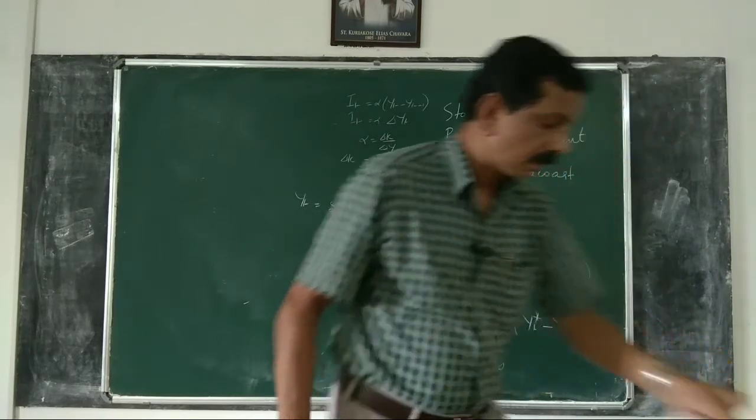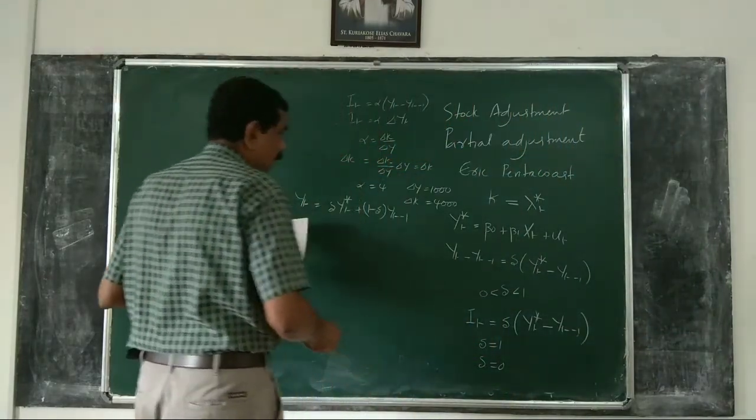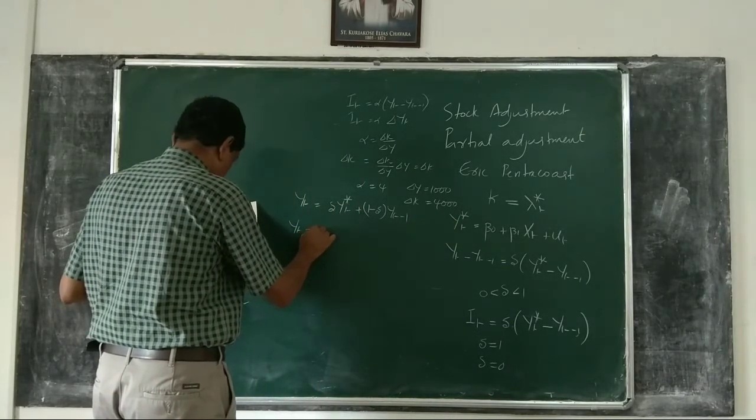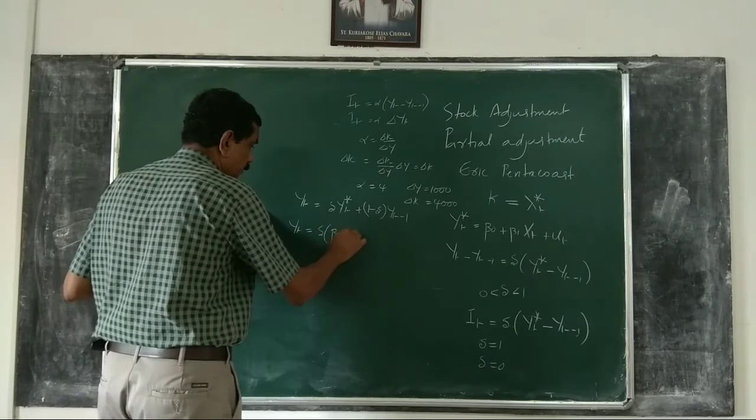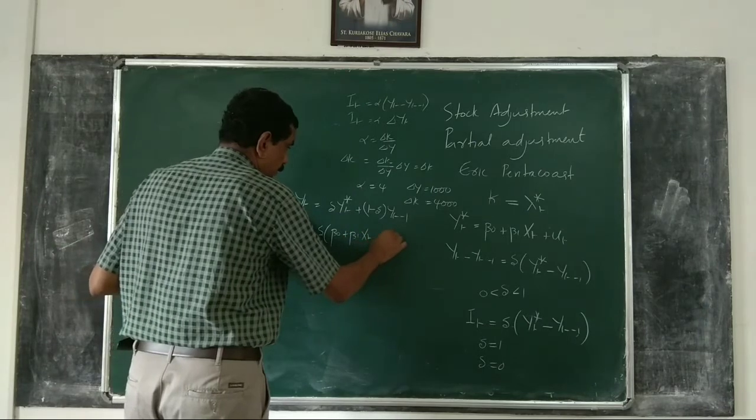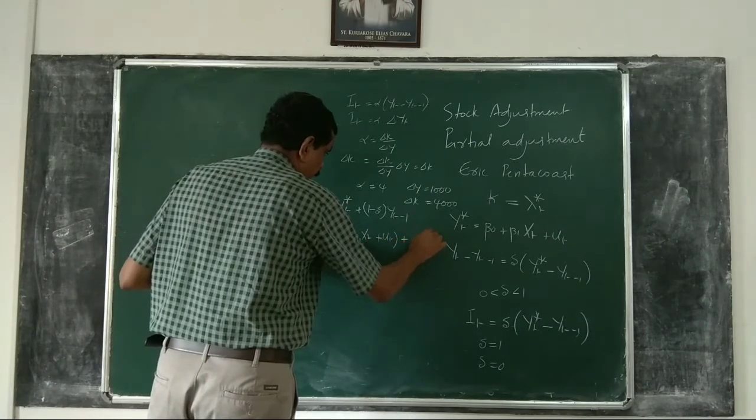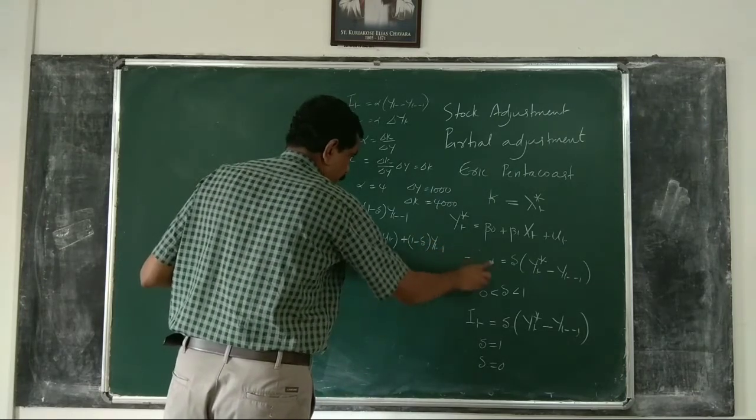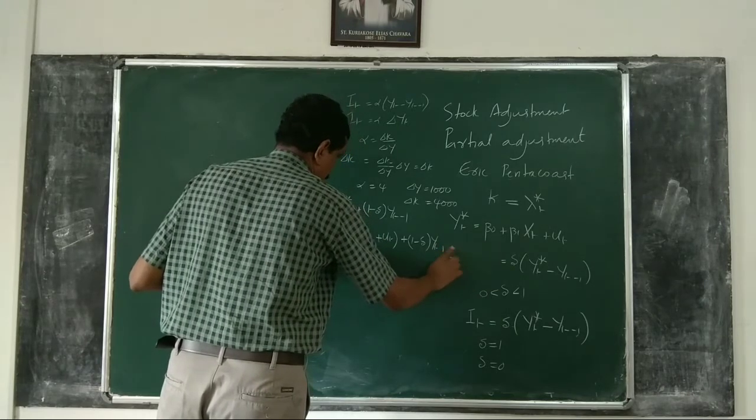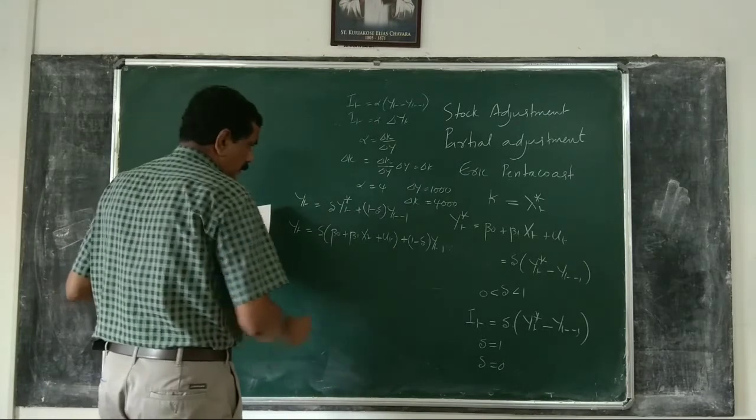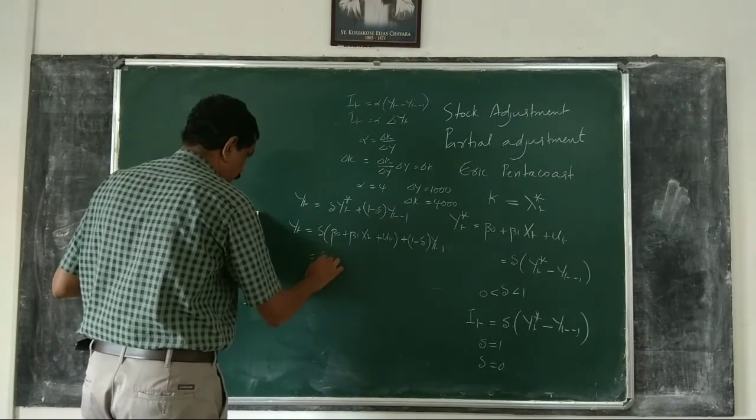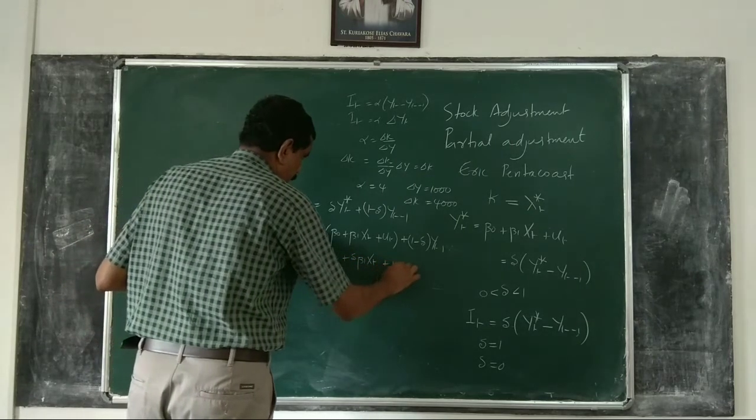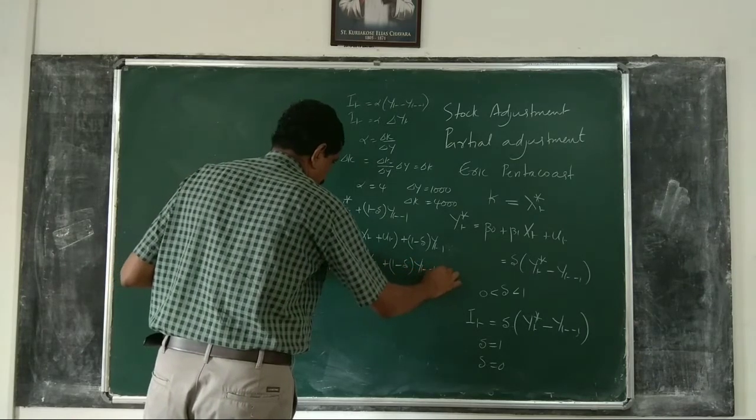Now, substituting for this Y star t from this model, we write Yt as equal to delta beta 0 plus beta 1 Xt plus ut plus 1 minus delta Yt minus 1. Now, Yt is equal to delta beta 0 plus delta beta 1 Xt plus 1 minus delta Yt minus 1 plus delta ut.